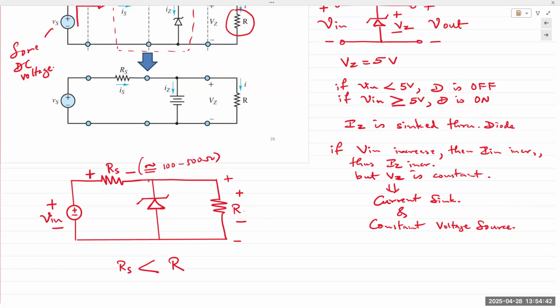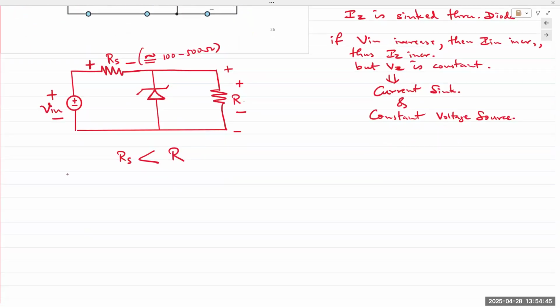So as an example, let's say again this VZ is 5 volts. V in is 10 volts. And you have, for simplicity's sake, a 100 ohm RS and a load resistor R of, let's say, 900 ohms. So what is the voltage across that resistor R?